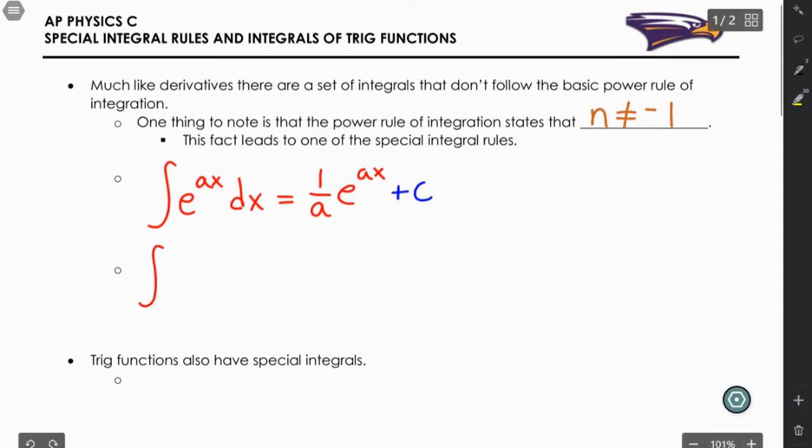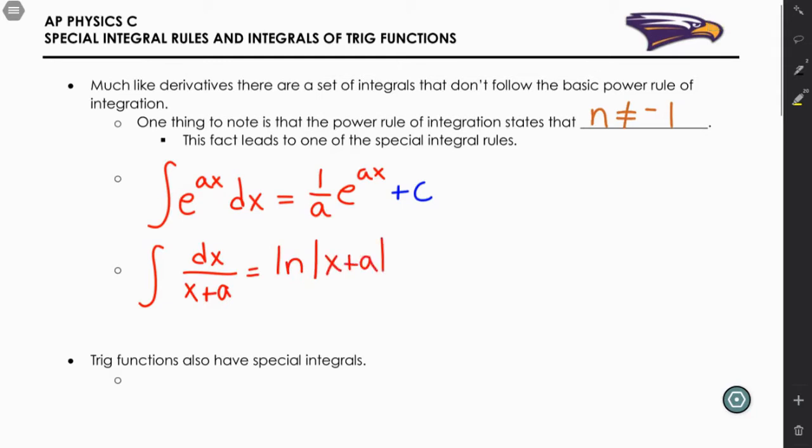Now what happens if we have a function with an exponent of -1? It's going to give you a function at the bottom, x plus a. The answer to this is simply the natural log of x plus a. We'll do an example where this is involved.